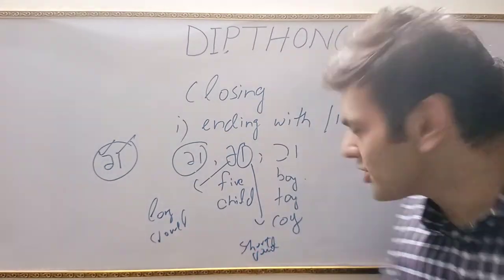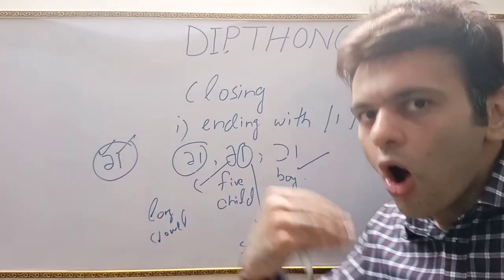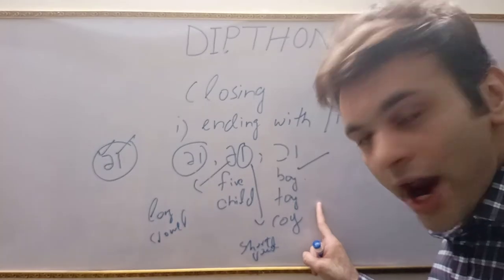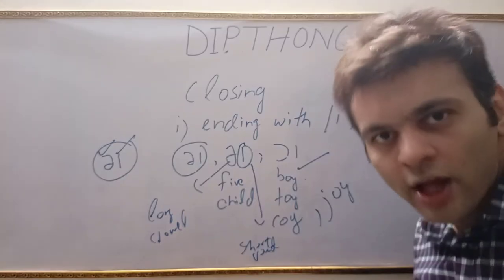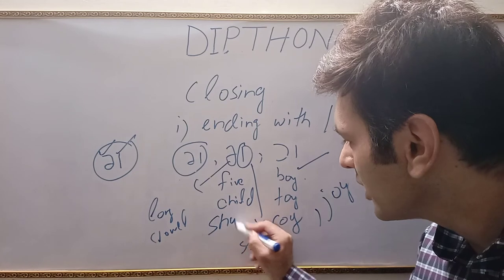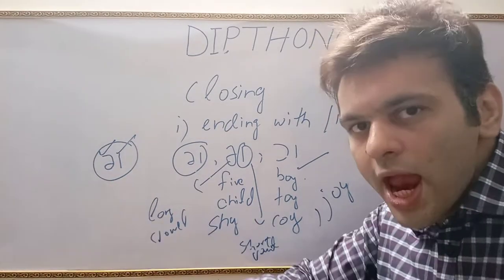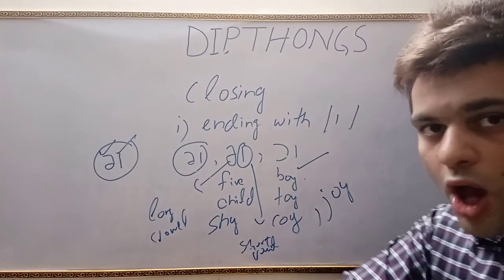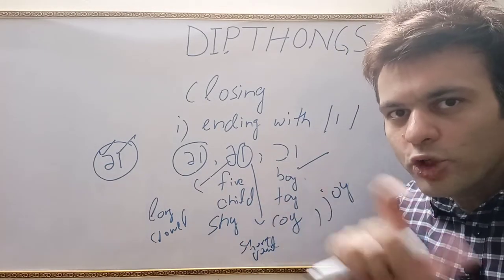And we can witness this in words like oi. What? Oi. So like boy, toy, coy, joy. Now this is the sound over here. Child, shy, I sound. Which sound? I. And this one is I. Eight. And this one is I. This one is oi. So this is how you are going to make a distinction.